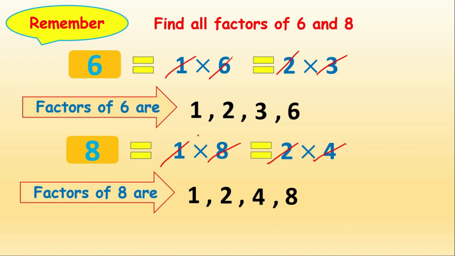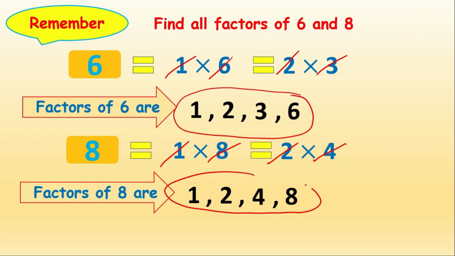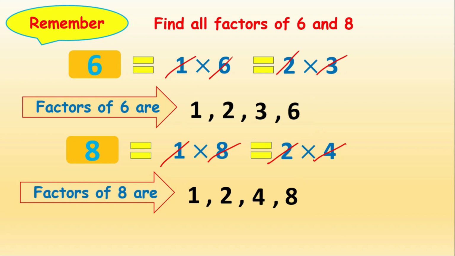So now can you tell me the common factors between factors of 6 and factors of 8? A common factor means a number that is repeated in factors of 6 and factors of 8. Let's see, 1 is a common factor. It's repeated up and down. And also 2 is a common factor. It's repeated up and down.